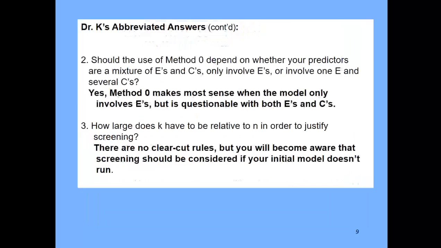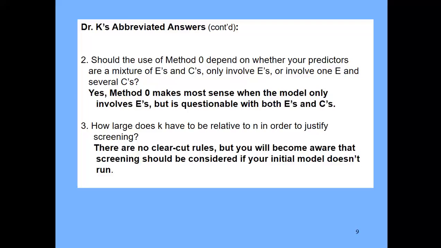There are some other questions I had. Should the use of method 0 depend on whether your predictors are a mixture of E's and C's, only involve E's, or only involve one E? The answer is yes. That's what I've been saying. Method 0 makes most sense when the model only involves E's, but is questionable with both E's and C's. That's what I'm saying. Okay, so I'm done with that.